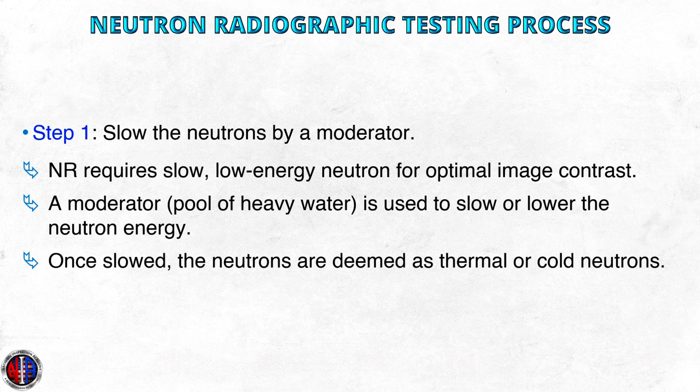Neutron radiography requires slow, low-energy neutrons for optimal image contrast. A moderator, such as a pool of heavy water, is used to slow or lower the neutron energy. Once slowed, the neutrons are deemed as thermal or cold, depending on the level of energy drop.